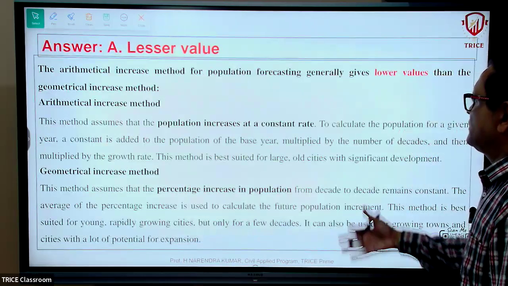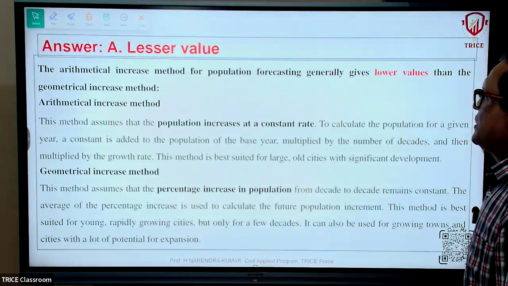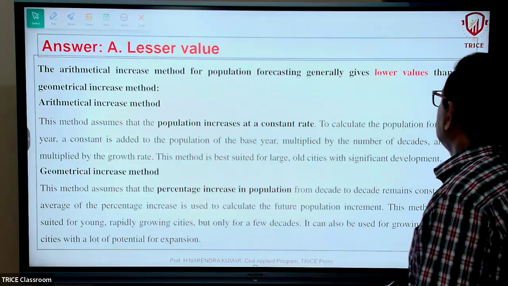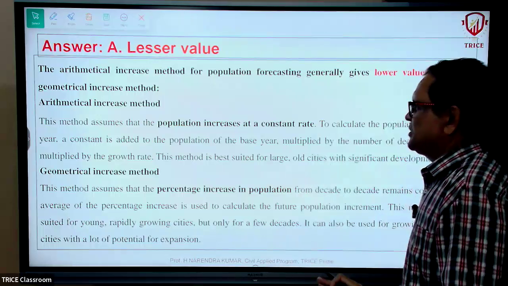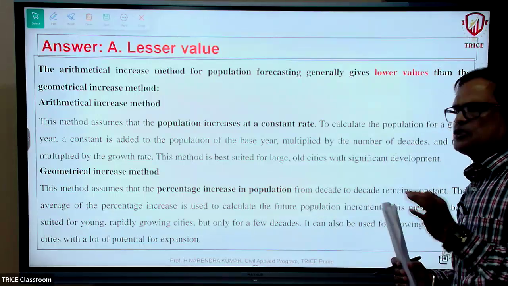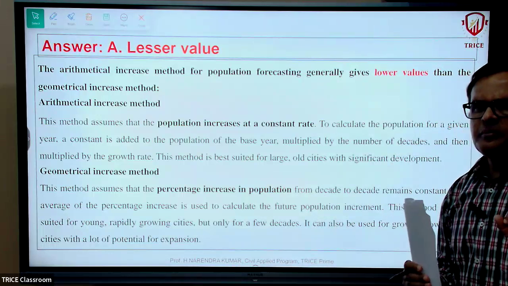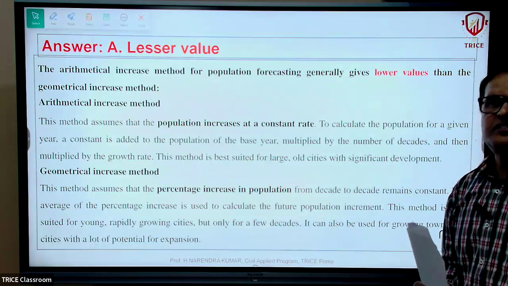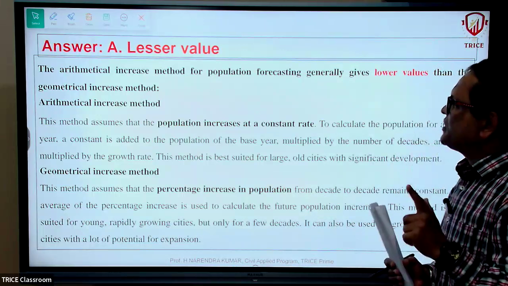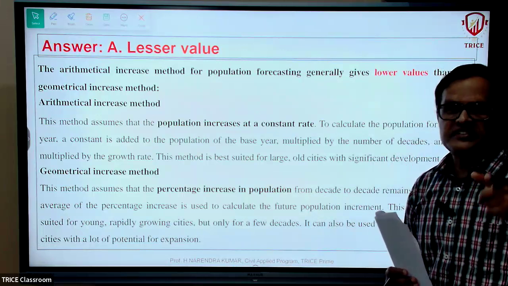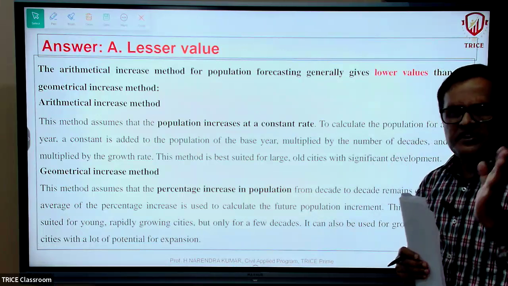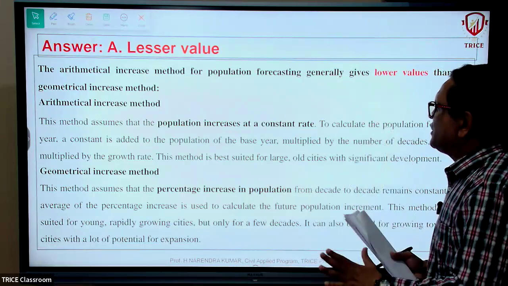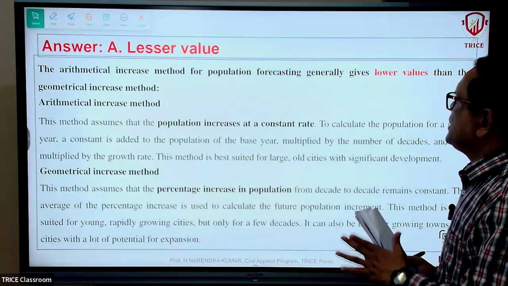So I've given you actually a detailed description. Lesser value: usually the arithmetical increase method for population forecasting gives a lower value than the geometrical increase method. Because in the geometrical increase method, please do remember the assumption made here. What is that assumption? Percentage increase. What is the assumption made in the arithmetical increase? It is average increase. So always percentage increase is much greater than the average increase. That is why the arithmetical increase method gives the lesser value.